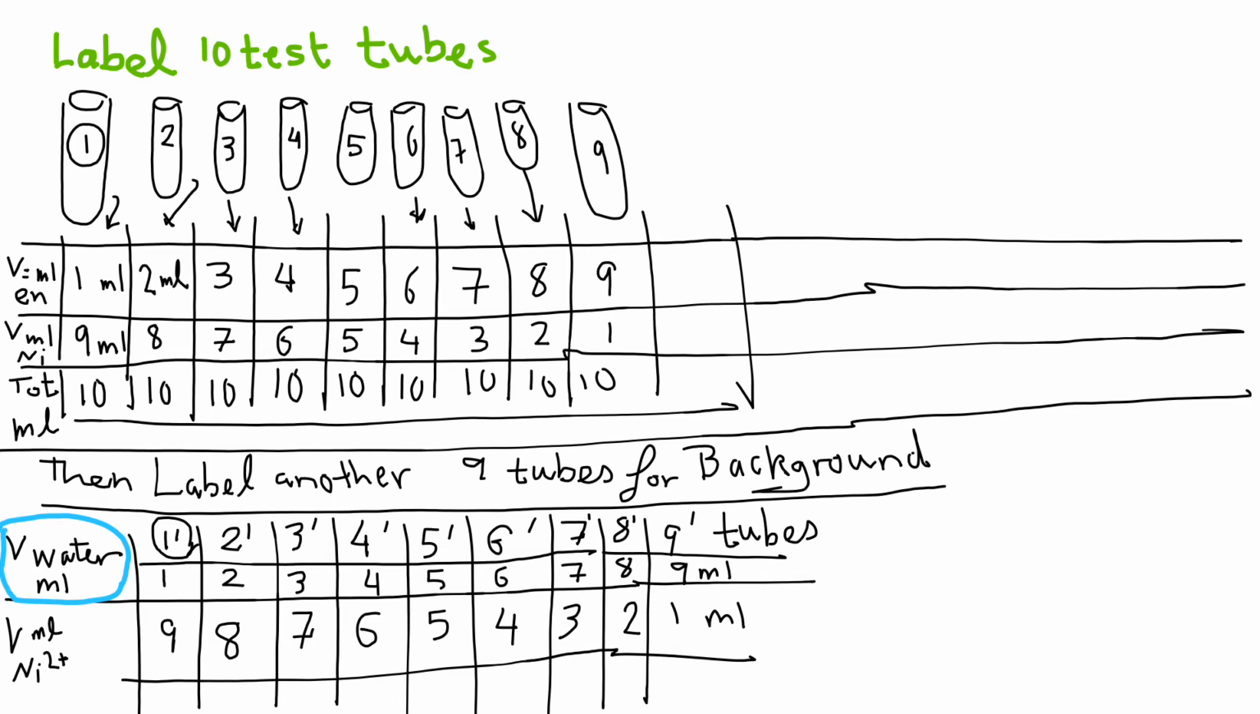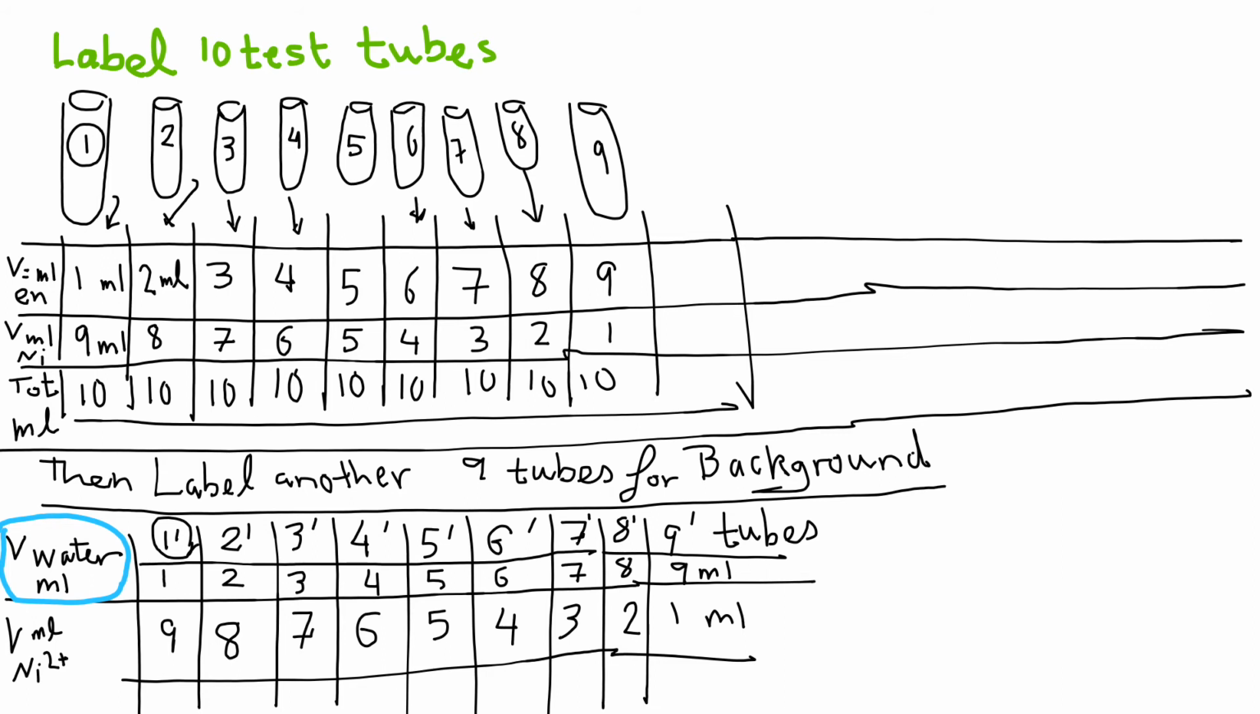Now, after you prepare these 9 test tubes with the mixture of ethylene diamine and nickel, you prepare the background tubes 1 prime to 9 prime. Instead of putting 1 mL ethylene diamine, you put 1 mL water, 2 mL water, 3 mL distilled water, 4 mL, and you add 9 mL nickel, 8 mL nickel, 7. So the background tubes 1 prime to 9 prime contain nickel plus water. So you have 9 mL nickel plus 1 mL water, 8 mL nickel, 2 mL water, and so on.